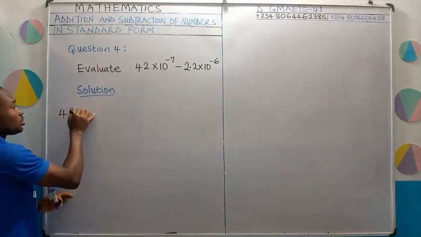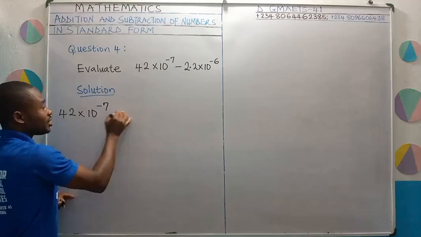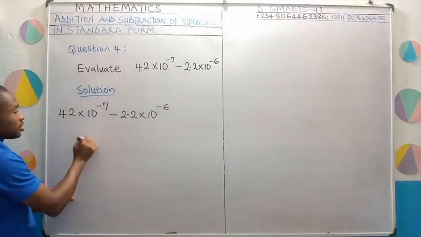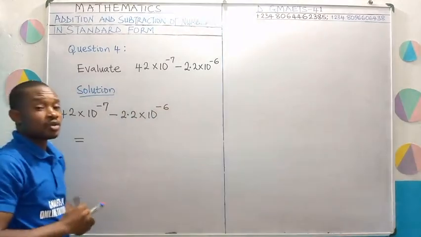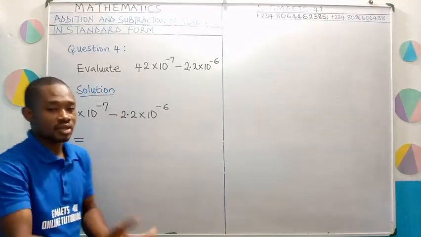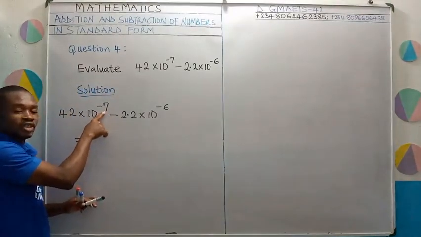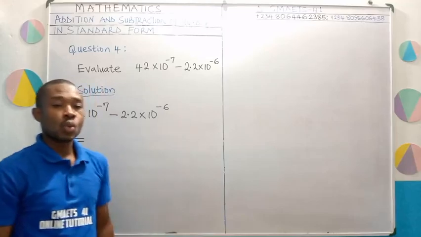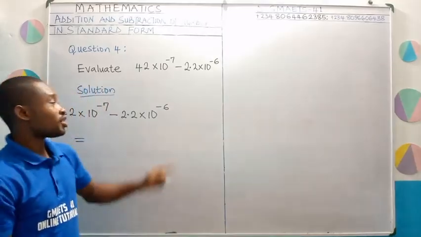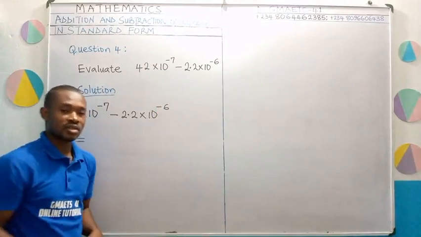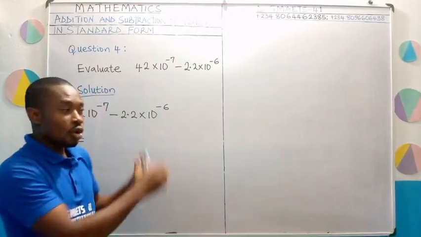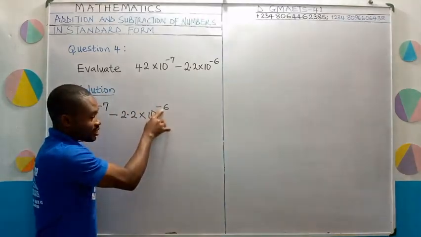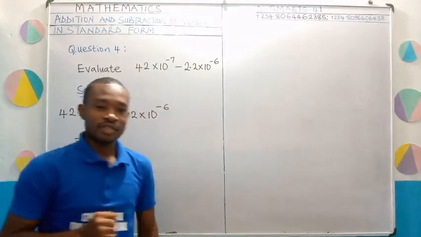So I have 42 times 10 to power minus 7, then minus 2.2 times 10 to power minus 6. So this is going to be equal to, since I want to solve in power minus 6, it means I need to do something to this power minus 7. If I give you minus 7, what would you do to it so that you would now get minus 6? Minus 7, you are owing somebody 7. You now want to owe the person 6. What would you do to that 7?